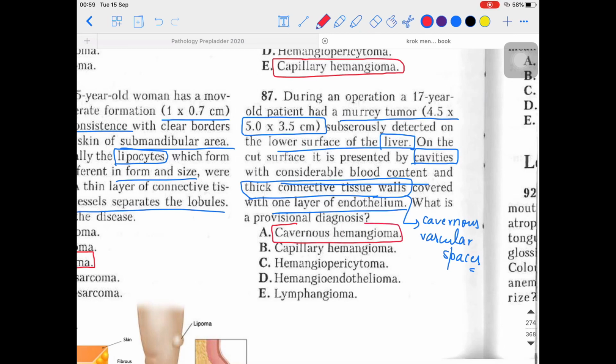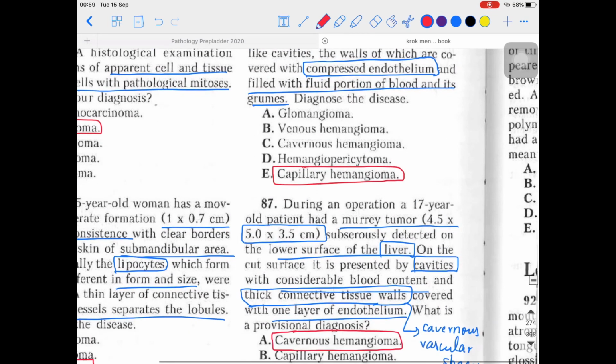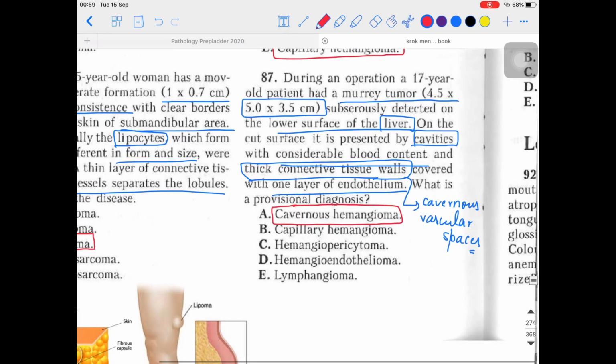So here the answer will be the cavernous hemangioma, whereas in the previous one they were asking you about the capillary hemangioma. So please go through these two questions again and listen to the explanation very clearly. Let me move on to the next one now.